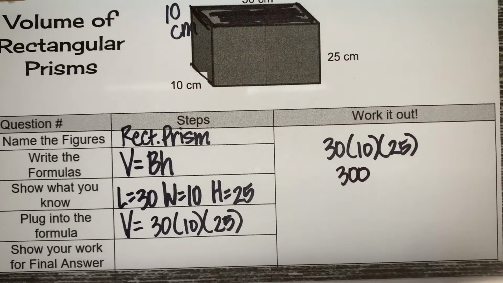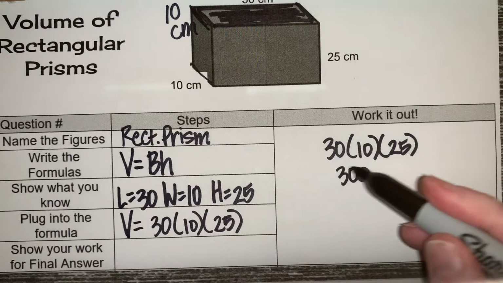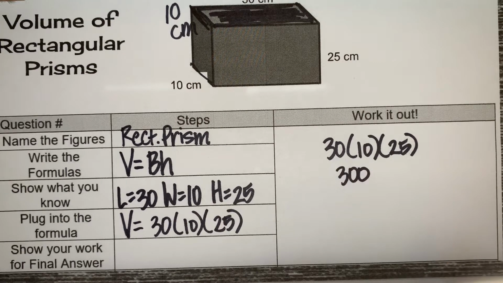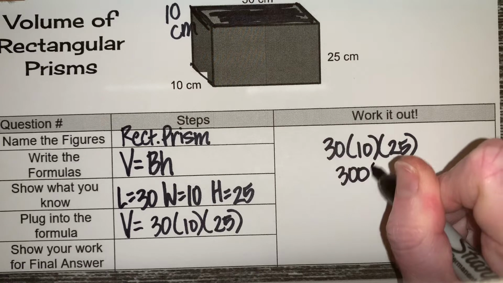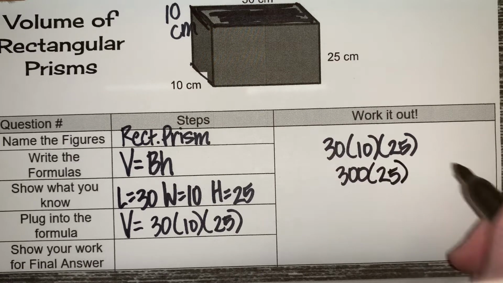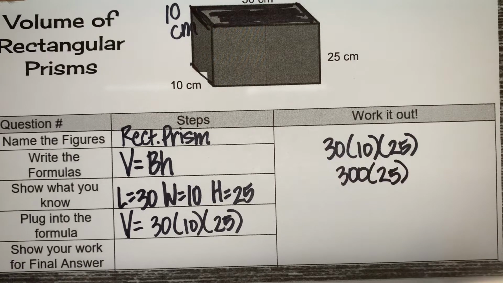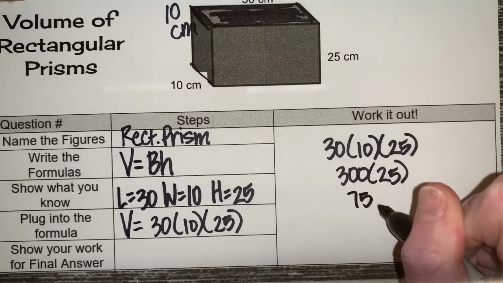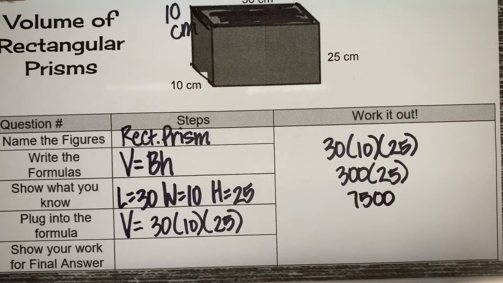30 times 10 is 300, because 3 times 1 is 3, and add 2 zeros. And then I'm going to multiply that by 25. I'm looking at the basic fact, 25 times 3. Think about quarters in a dollar. If you have 3 quarters, you have 75 cents. So 25 times 3 is 75. And then add your 2 zeros.